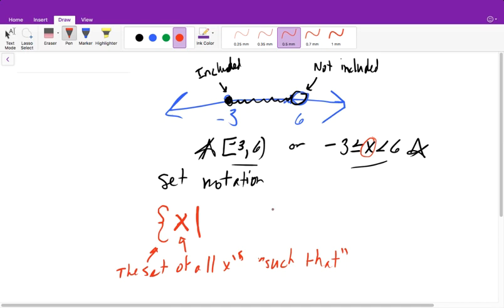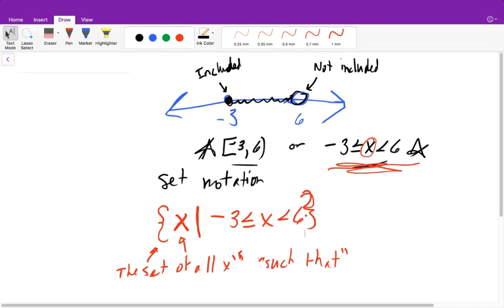So we can write exactly what we wrote here as well. -3 is less than or equal to x and less than 6. All right, so we can write this out as our set, and if we want to close our set off, then we'll just close it with another brace. All right, so that's one way that we can write this.